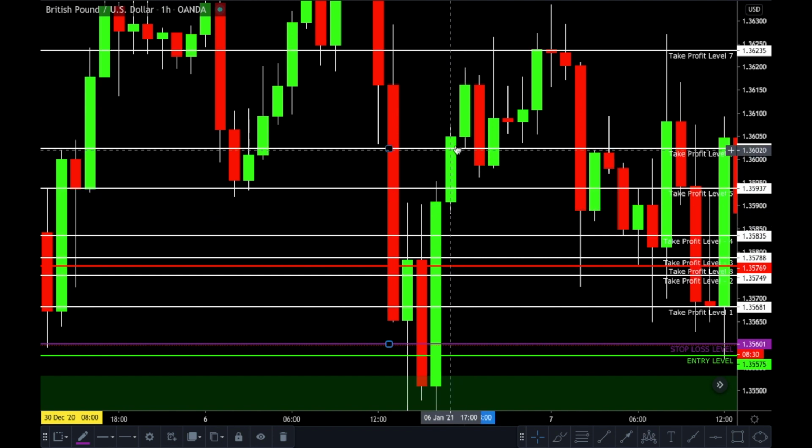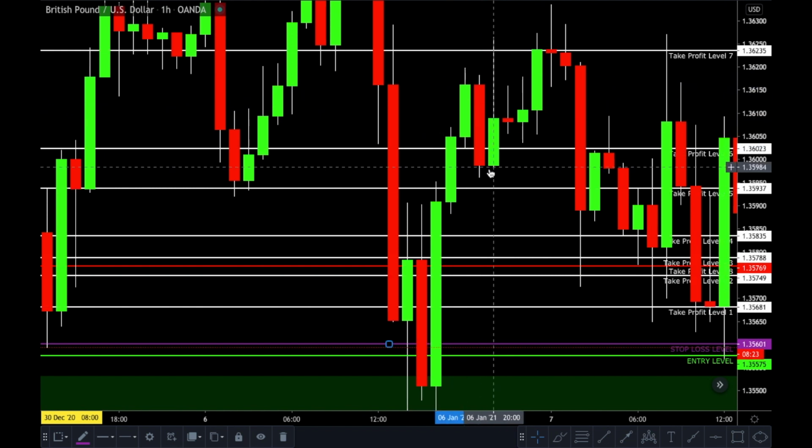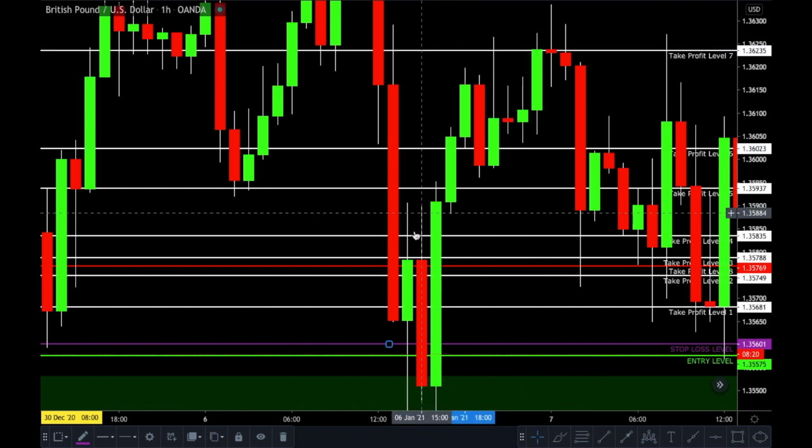It pulled back a little bit more, then it went up. You can see this candle pulled back actually major. So if I was trailing my stop here, I would have got taken out and I never would have been able to get take profit 7. So this is what I do.